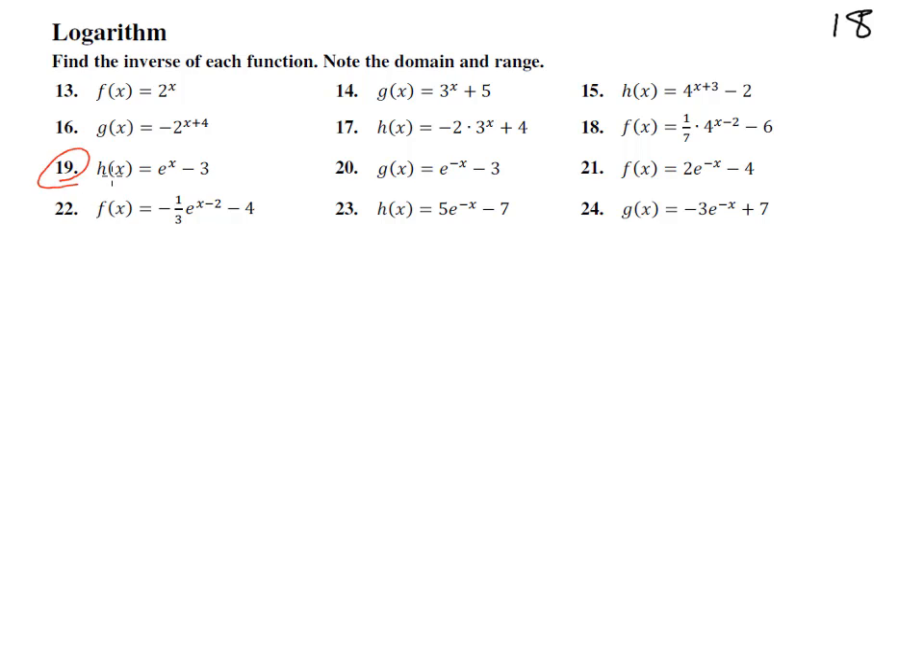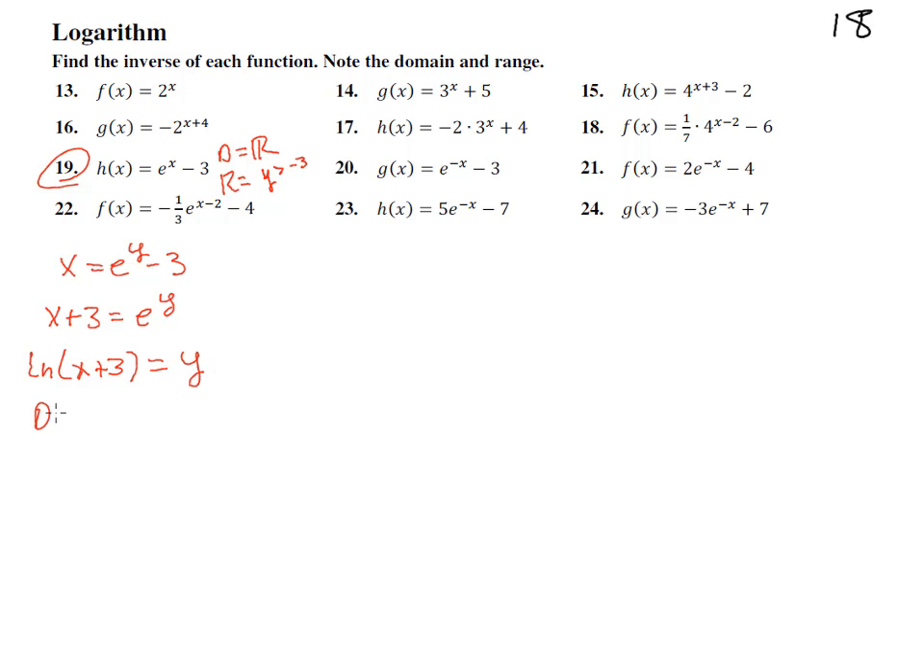Number 19. H of x equals e to the x minus 3. So this normal domain was all real numbers, and its range was all the y's greater than negative 3. So y was greater than negative 3. We'll use that as a reference. So let's do the inverse. Switch the x and the y places. So x equals e to the y minus 3, and when we solve for y, that will give us the inverse function. Add 3 to both sides, and then log base e both sides, which we call natural log of x plus 3. Good. Equals y, natural log of x plus 3.